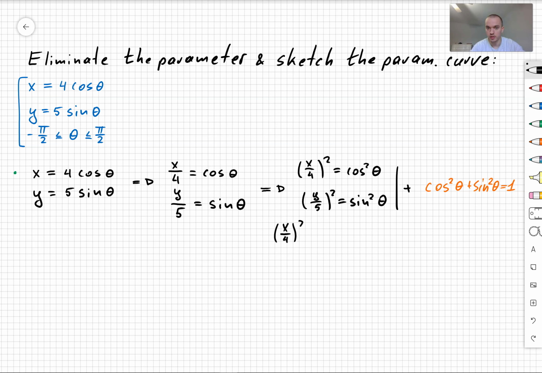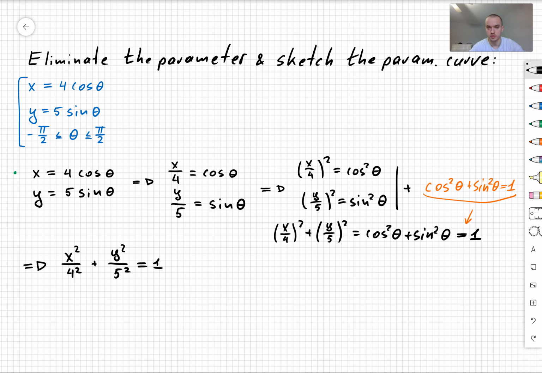So what we can do is take those two equations, add them up, and what I'm going to obtain is that x squared over 4 squared plus y squared over 5 squared is going to be equal to 1. So you can see when you have cosine and sine theta, you can always use this trick to find the Cartesian equation.